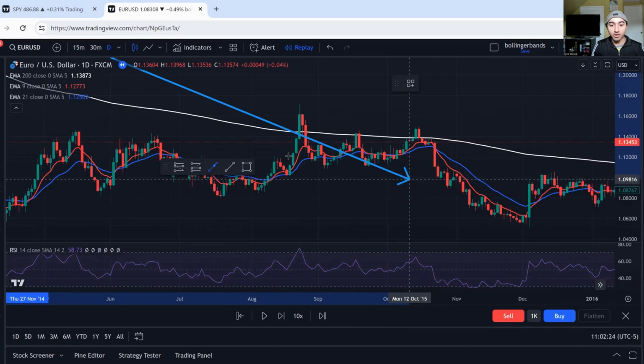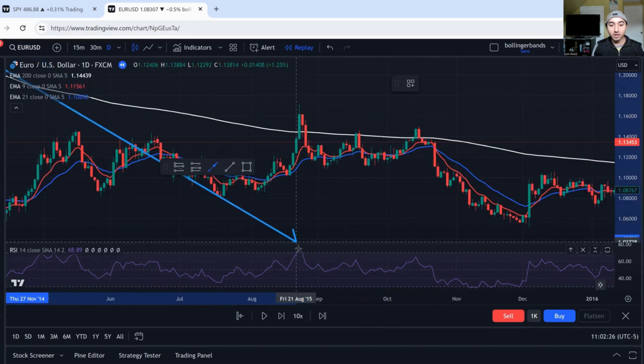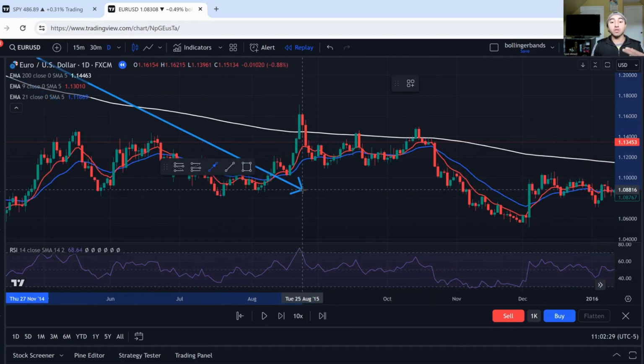What do you see happen right over here? Price spikes above the 70 level. So if price has spiked above the 70 level, what does that mean? It is overbought. If it's overbought, that means there's too much buying pressure. Something has got to change. Sellers have to step into the market.